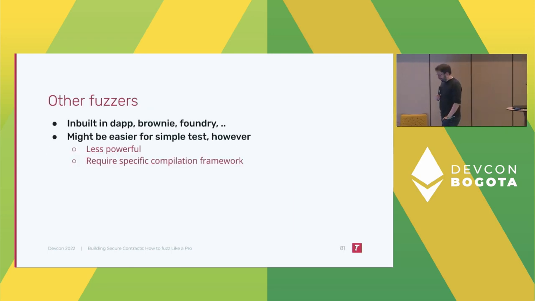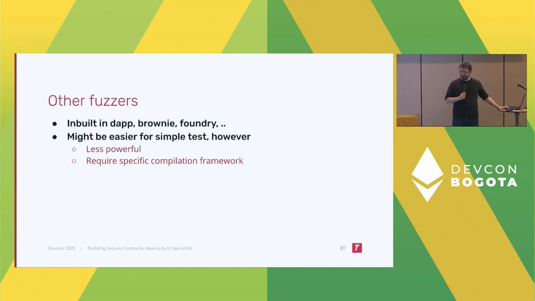Yeah, so this is something we kind of touched on a bit during our discussion. What about the other tools? So there are a couple of other fuzzers out there. There is DAPP, Brownie, Foundry, at least these are open source. These fuzzers might be a bit better for simple tests and for ease of use for the first invariants, because they are integrated within the compilation framework. But in the long run, they might not be as powerful as Echidna, simply because we have used Echidna for a couple of years, and we have tuned it in a way that it provides the best value that we can do.